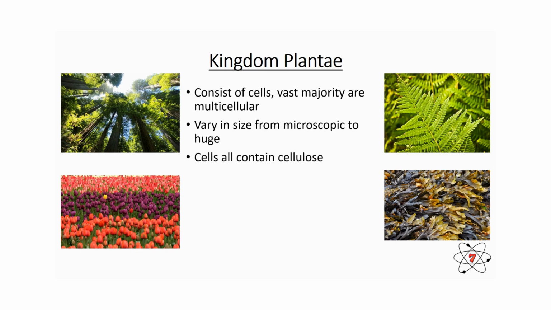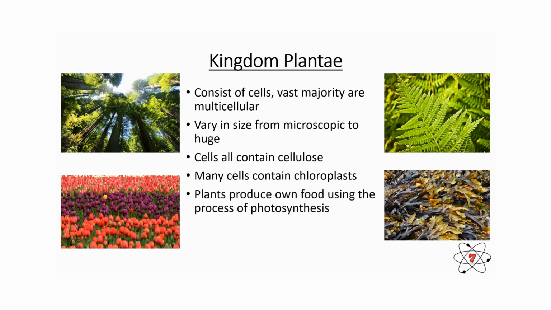One of the key features that plants have that no other kingdom has is that the cells contain a compound called cellulose. This is used by plants to make things like their cell walls. Plants also contain chloroplasts. Chloroplasts are used by the plants to produce their own food in photosynthesis. They turn carbon dioxide and water into glucose and oxygen. Some Protocista can do this, but it is mainly plants that have the ability to produce their own food.